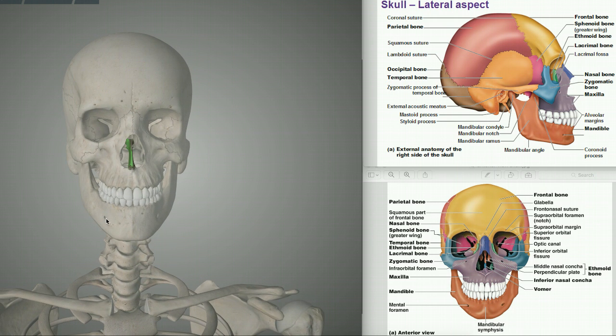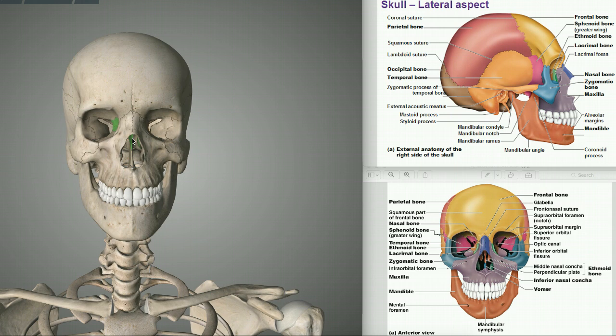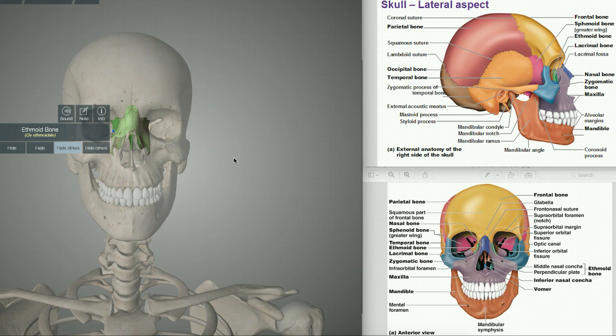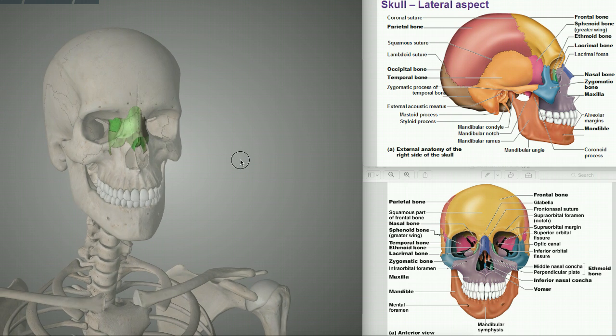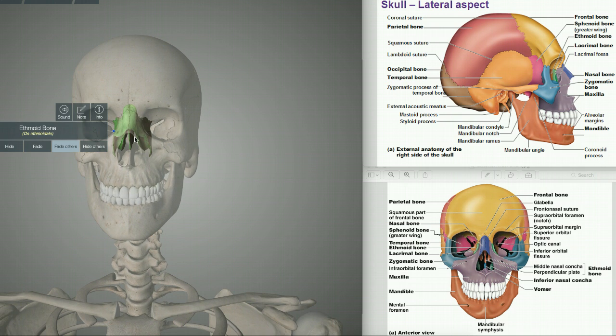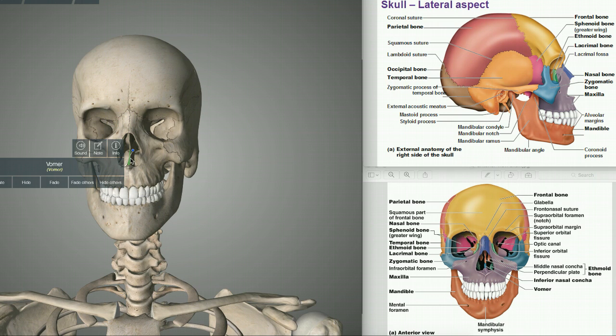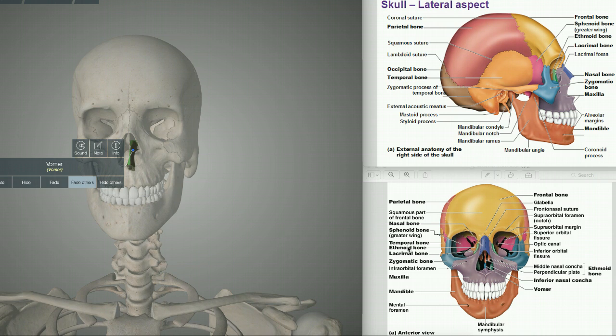Now just above the roof of the vomer we have the ethmoid bone, and if I fade the others, you can see the ethmoid bone goes across like that. So that's the ethmoid bone here, highlighted in green, and on the bottom is the vomer. Now if I come back to this image, in an anterior view, you can see this little blue thing is the vomer, and here we have the perpendicular ethmoid bone.